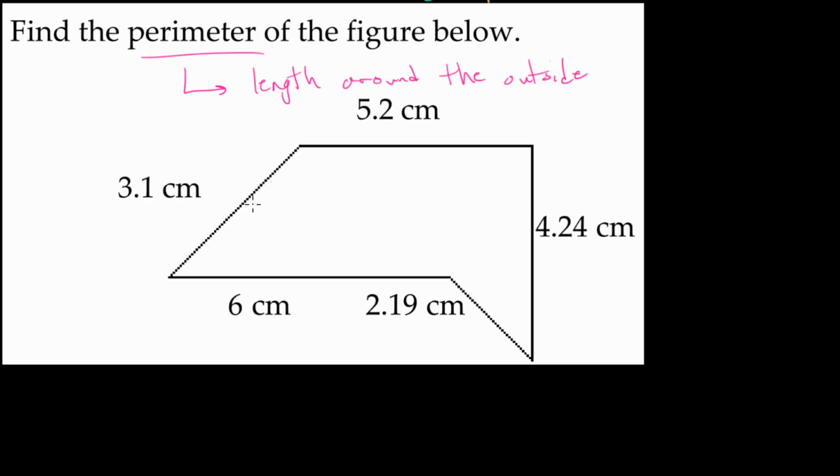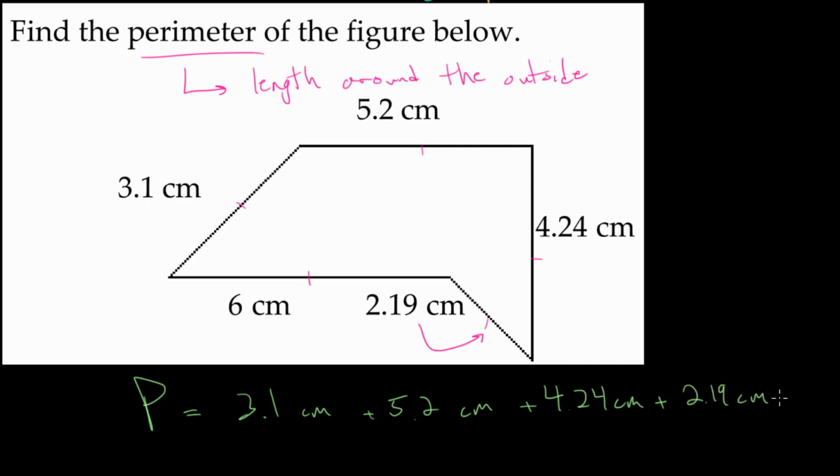And we are told the lengths of each of these segments here, though this one might not be super clear. This is the 2.19 centimeter length, and this one right here is 6. So to find the perimeter, all we have to do is just add all of these quantities together, and we will be adding decimals here. So we have 3.1 centimeters plus 5.2 centimeters, plus this 4.24 centimeters, plus this length here, which is 2.19 centimeters, and lastly we add the 6 centimeter side.